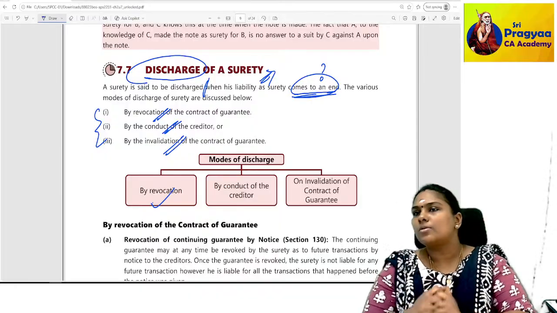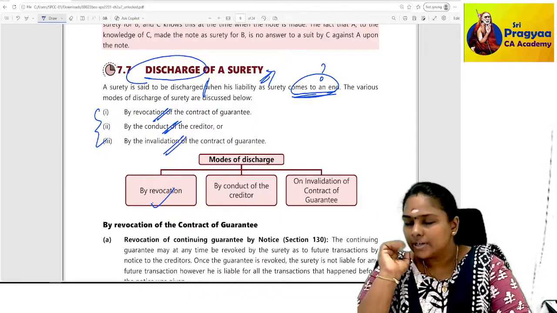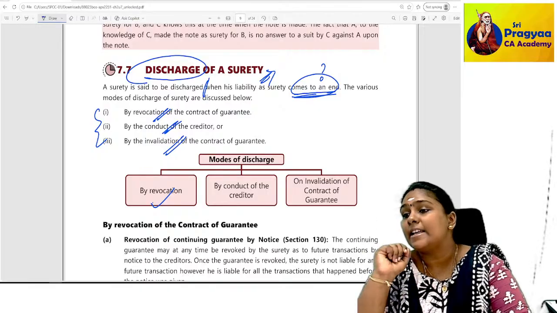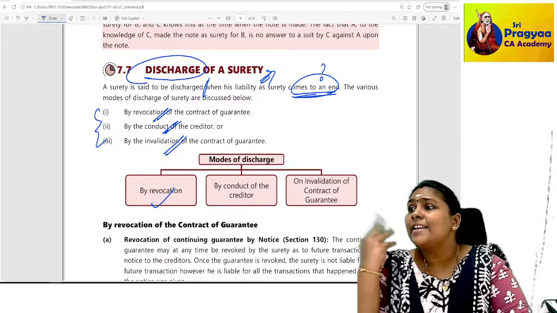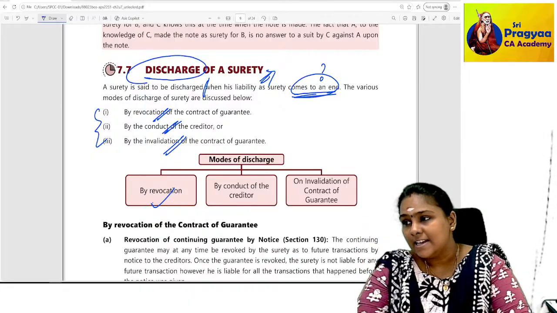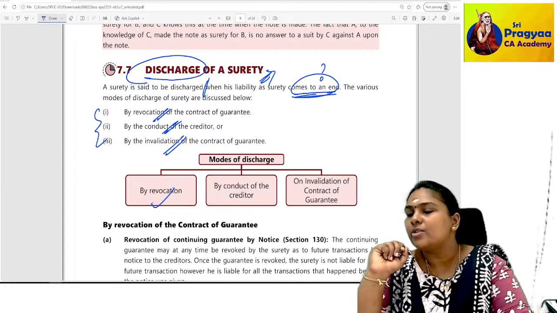Now, before giving notice, two types of surety which we saw, or two types of guarantee. One is the specific guarantee, ரெண்டாவது continuing guarantee. என்ன வாய் திறக்க மாட்டேற? First one என்ன? Specific guarantee. Second one continuing guarantee.